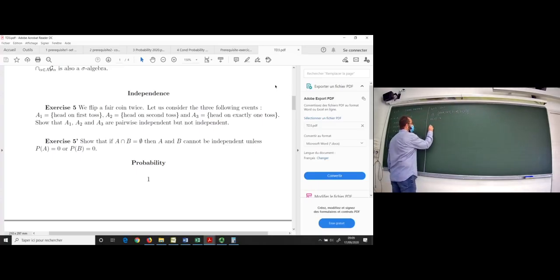So what is A1 and what is the number of elements in A1? A1 is head on the first toss, and for the second, no condition. Head on the first is this one and this one. So I have 2 elements, and the probability of A1 is 2 over 4, that is, of course, 1/2.